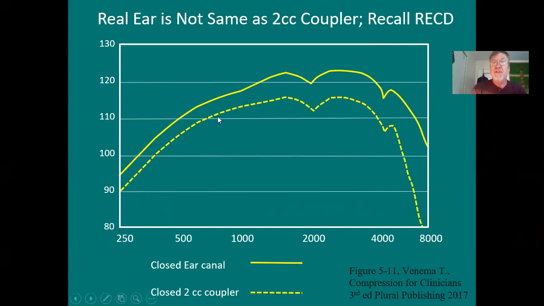Look, this is the sound in a 2cc coupler. In a real ear, it's more, because a real ear that's closed with a hearing aid in it is going to have more sound. All right, enough on that, but hang on. This is for the average human being. Okay, real ear to coupler difference. And this is the average real ear to coupler difference.